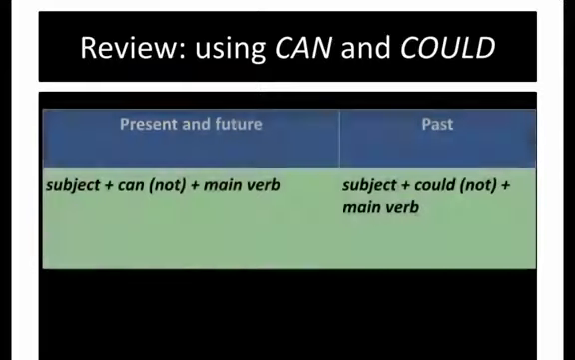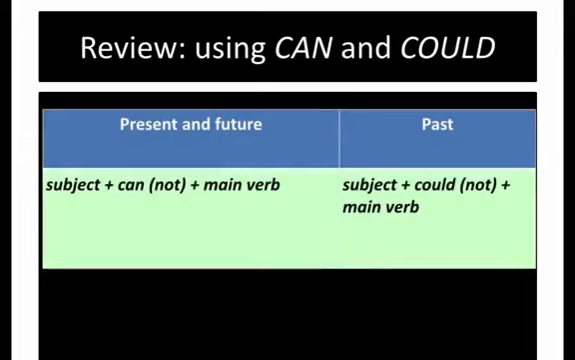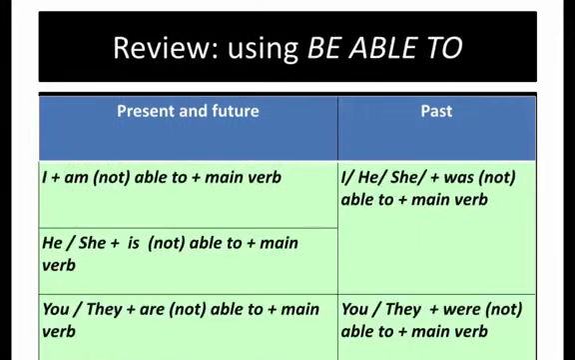Okay, let's review what we learned. To express ability in the present and future, we can use can or cannot to express inability, and the main verb in its simple form. To express ability and inability in the past, we can use could or could not. And let's not forget the contractions, can't and couldn't. We can also use the phrasal modal verb be able to express ability in the present and future, and in the past. I hope you had fun learning how to express ability in English.